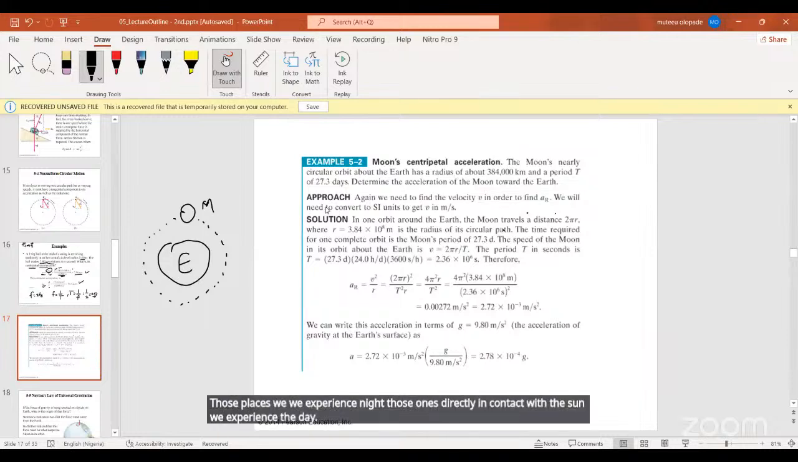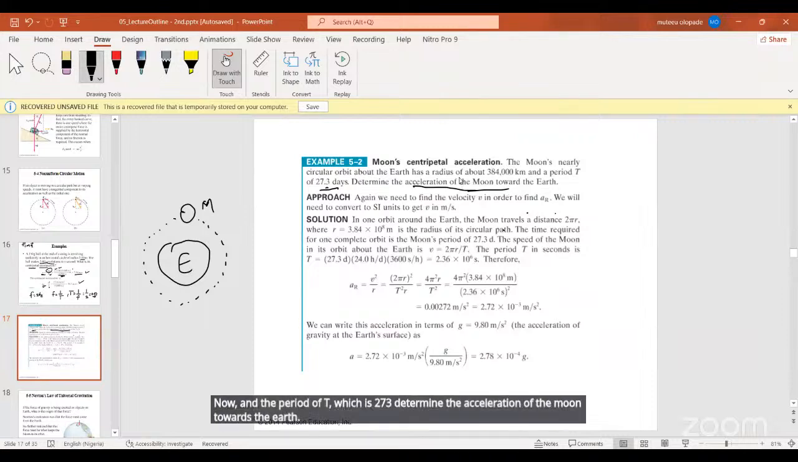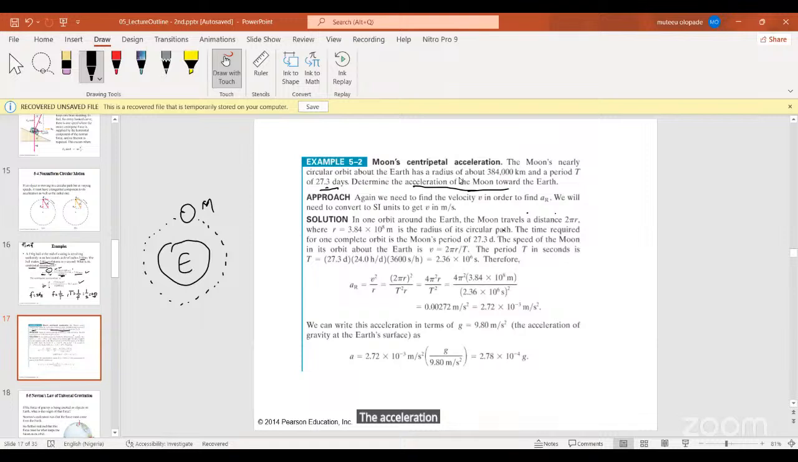Now, at the period T, which is 27.3 days, determine the acceleration of the moon towards the earth. The acceleration of the moon towards the earth. So that is more of the centripetal acceleration. So you have acceleration of the moon towards the earth.